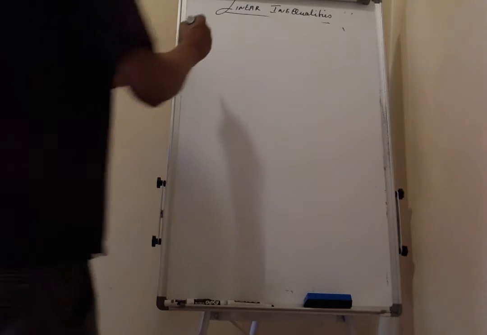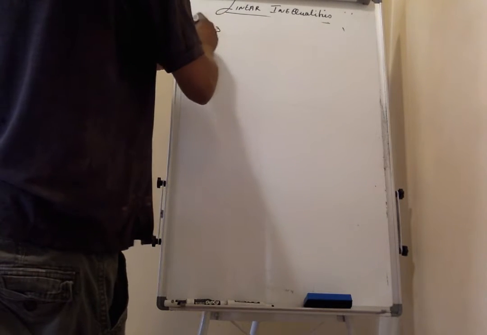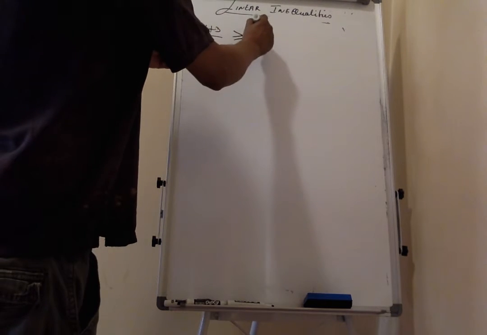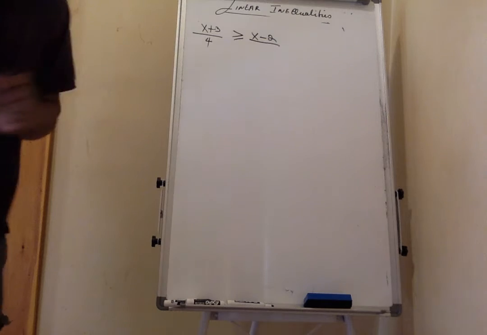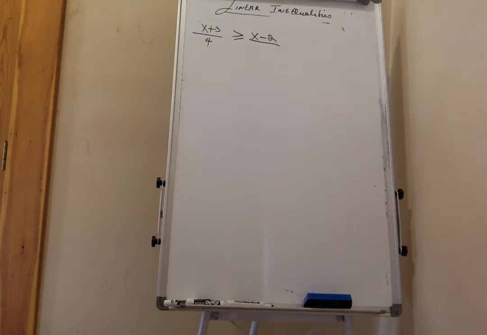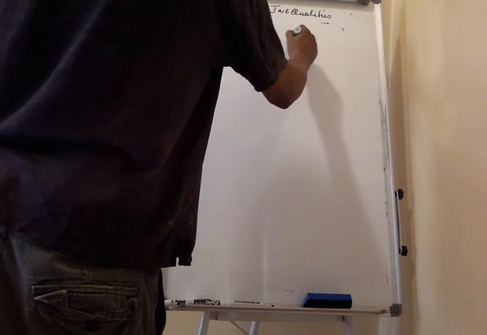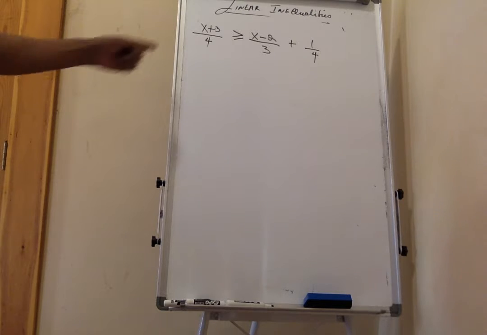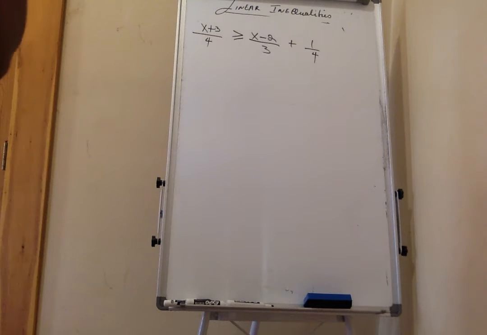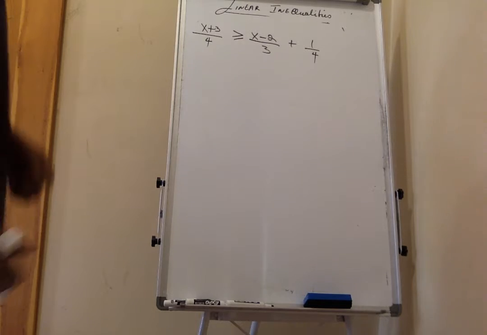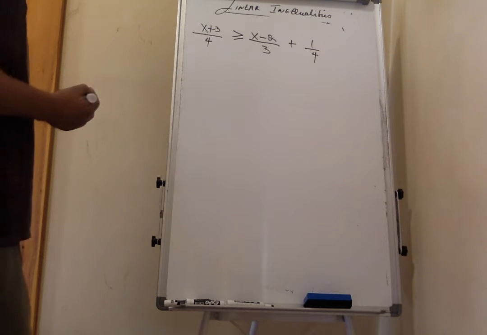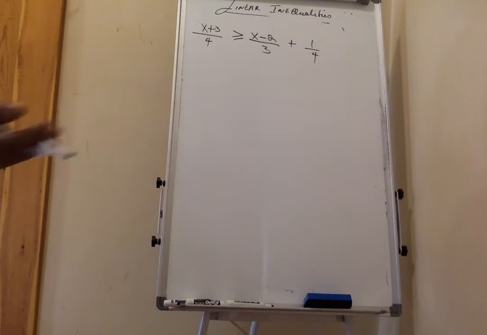Suppose we have x plus 3 over 4. Now we have a fraction, greater than or equal to x minus 2 over 3 plus 1 over 4. Again, the idea behind it is what? How do we get rid of the denominator? Go ahead, the way we did in linear equations involving rational expressions, find the least common denominator, which is 12. And you go ahead and multiply each term by 12.